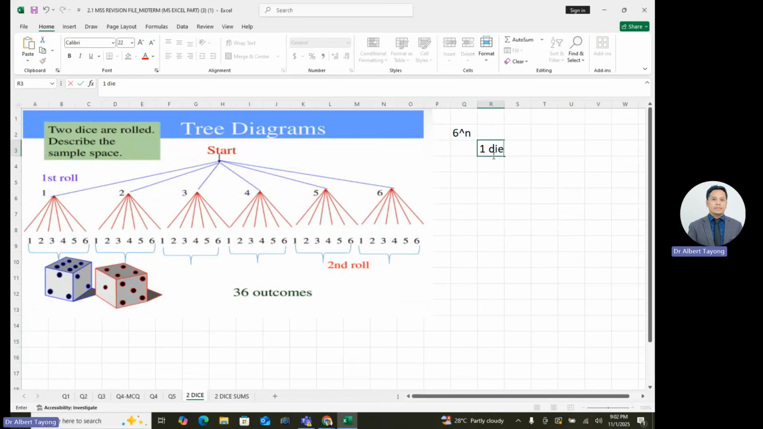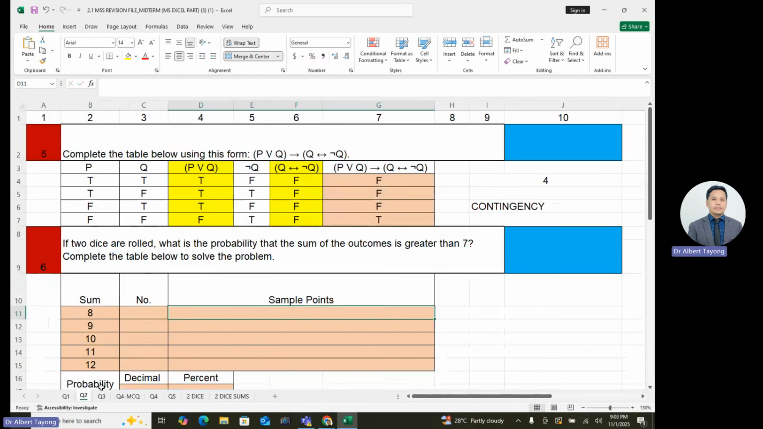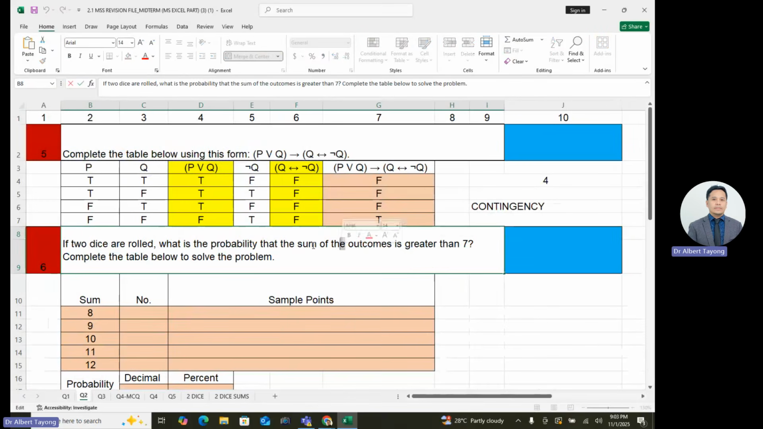So if you have 1 die, we have 6 possible outcomes, 6 raised to the power of 1. If you have 2 or more, so the singular is die, 2 or more, we say dice. This is going to be 6 raised to the power of 2, so the answer is 36. If we have 3 dice, it's going to be 216, and so on and so forth. It keeps on going up. Now, here we talk about the sum of the outcomes. Okay?